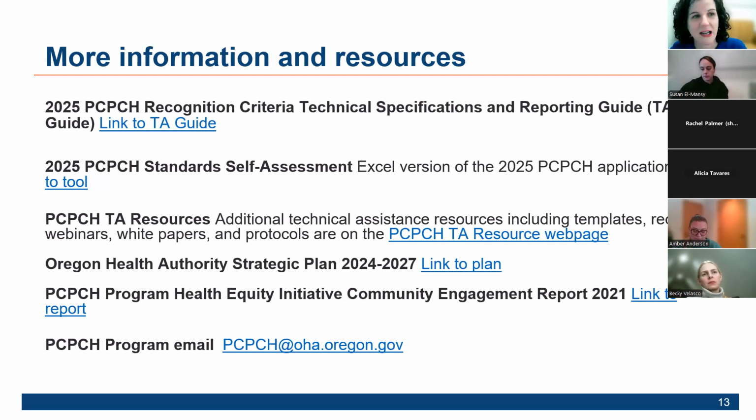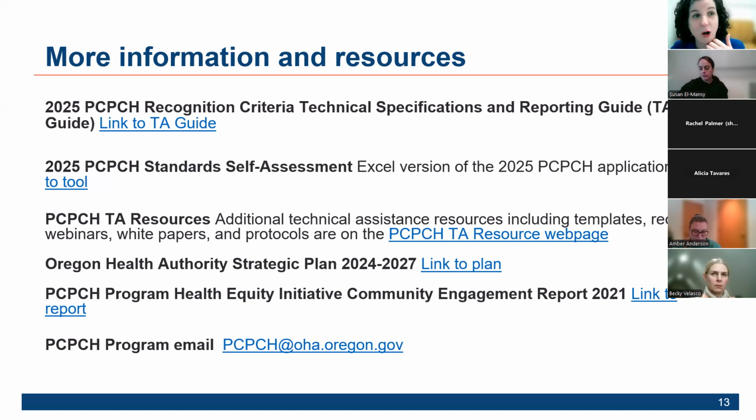This I've really been highlighting a lot recently when I've been speaking about the standards. This is a tool that is an Excel version of the 2025 PCPCH application. So what this does is it has all the same questions as what's in the application, which does not go live until January 1st. So what this does is it really gives you an opportunity to figure out where you are right now with either your tier level or the health equity measures. All of the questions, again, that are on the application are in this Excel document. And it will calculate for you what your tier will be.